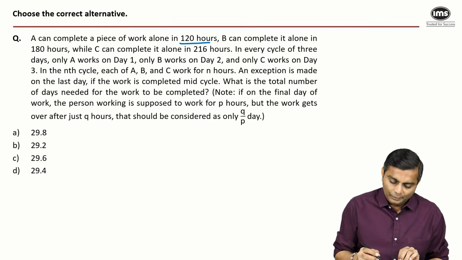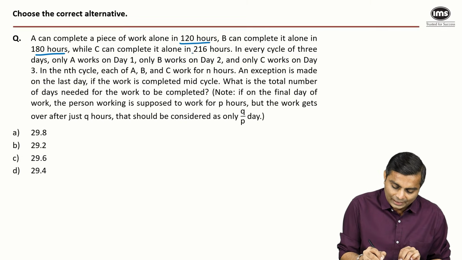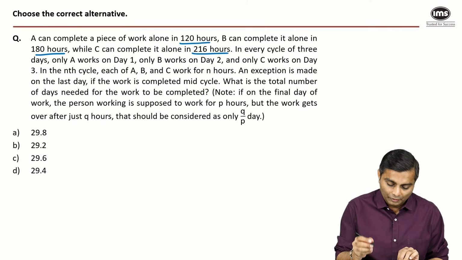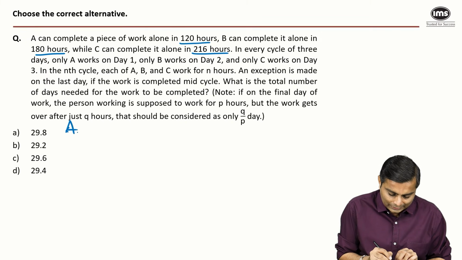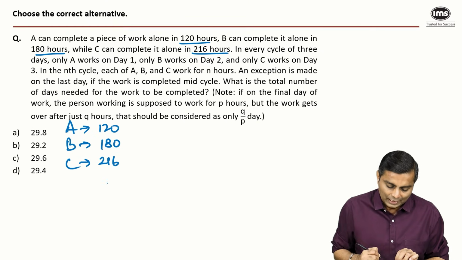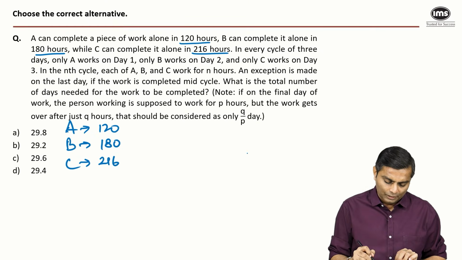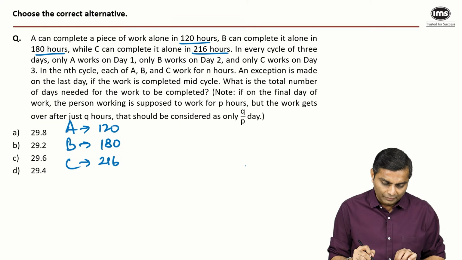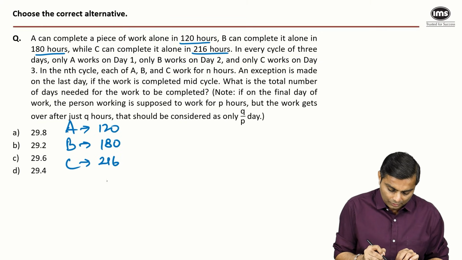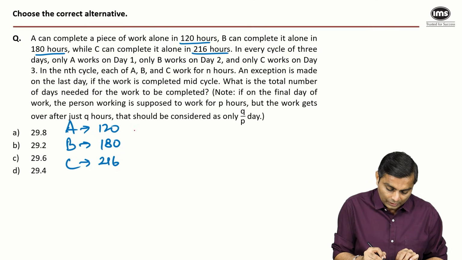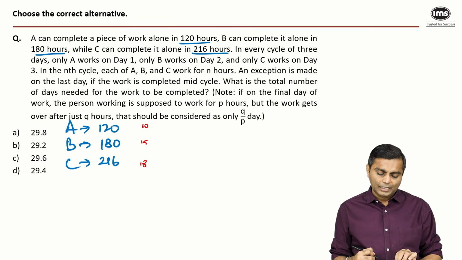A completes something in 120 hours, B completes in 180, and C completes in 216. So obviously we have to start with the LCM of these. So I know A 120, B 180, and C 216. If I take 12 out, I'm left with a 10, a 15, and an 18. LCM of 10, 15 and 18, 90.